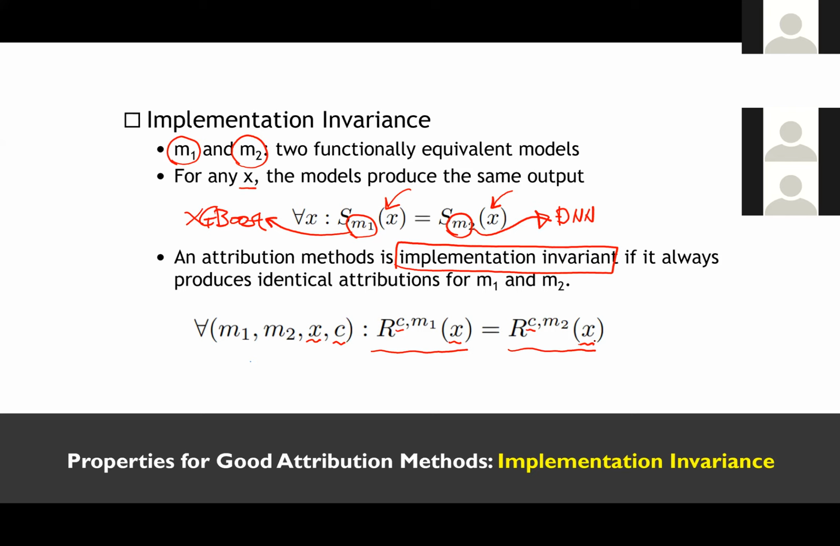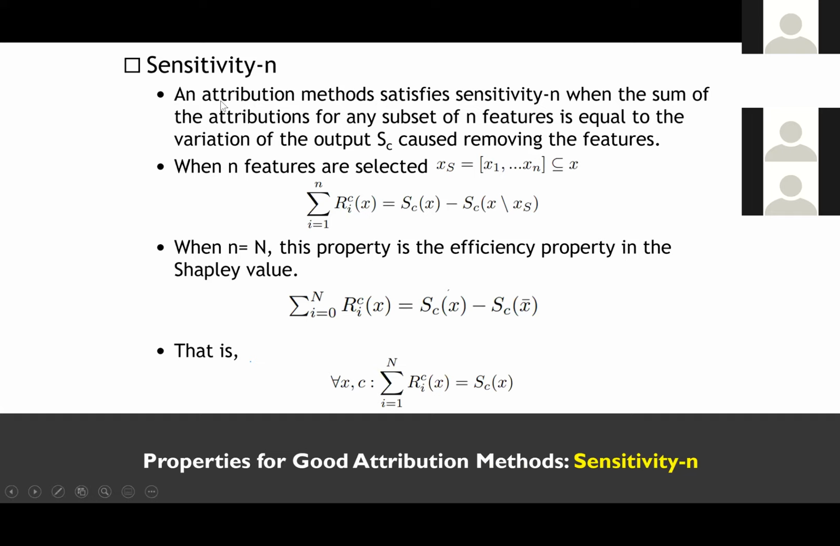Another important property, probably the most important, is sensitivity-n. An input attribution method satisfies sensitivity-n when the sum of the attribution for any subset of n features is equal to the variation of the output caused by removing those features. Let's focus on this part a little bit. We have x_S, which is a set with n elements. We have x, the original input data, and x_S, and we have n variables, and these are x minus x_S.